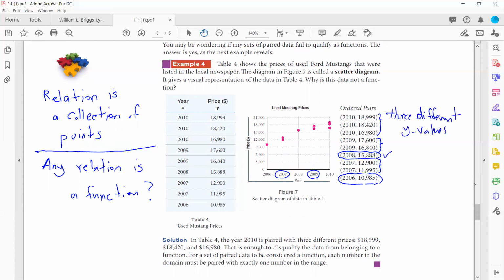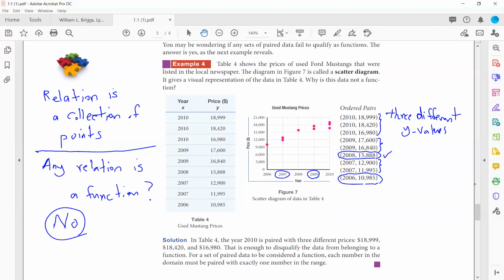This is just a relation, a collection of points in the XY plane. So is any relation a function? No. For each X value, you must have exactly one Y value. Here, your X values are the same, but Y values are different. It doesn't make sense.